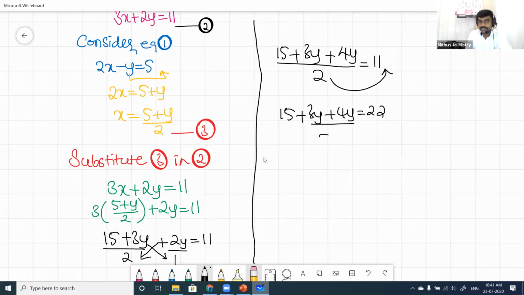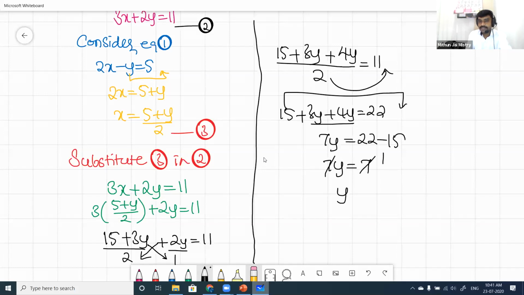These two are like terms, so we can add them. 7y is equal to 22, and this 15 also will be transposed. We get minus 15. That is, 7y is equal to 7. 7 ones are 7. So finally we are getting y is equal to 1. Wow, we got the value of y as 1.